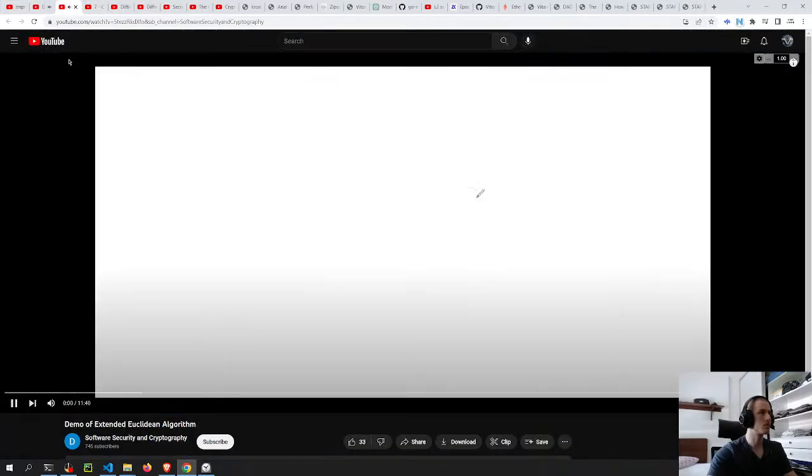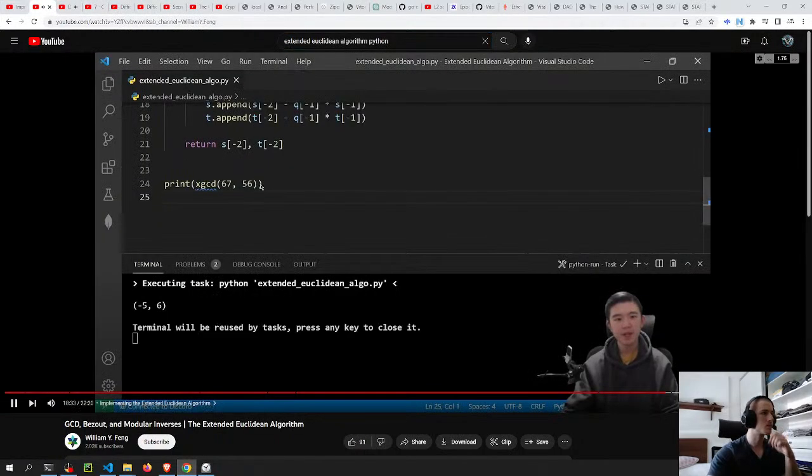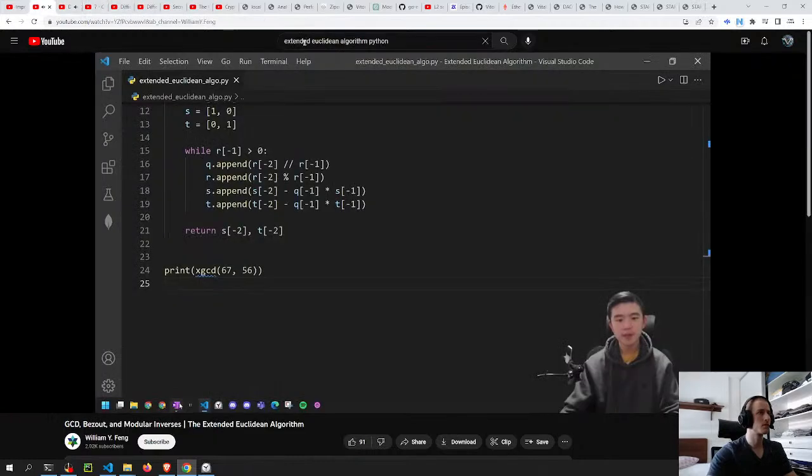So perhaps that was a bad video example. Let's do another one. Let's do 67 and 56. Great. Okay, so this looks pretty reasonable. We do negative 5 times 67 plus 6 times 56. That should give us 1, which is their greatest common divisor.